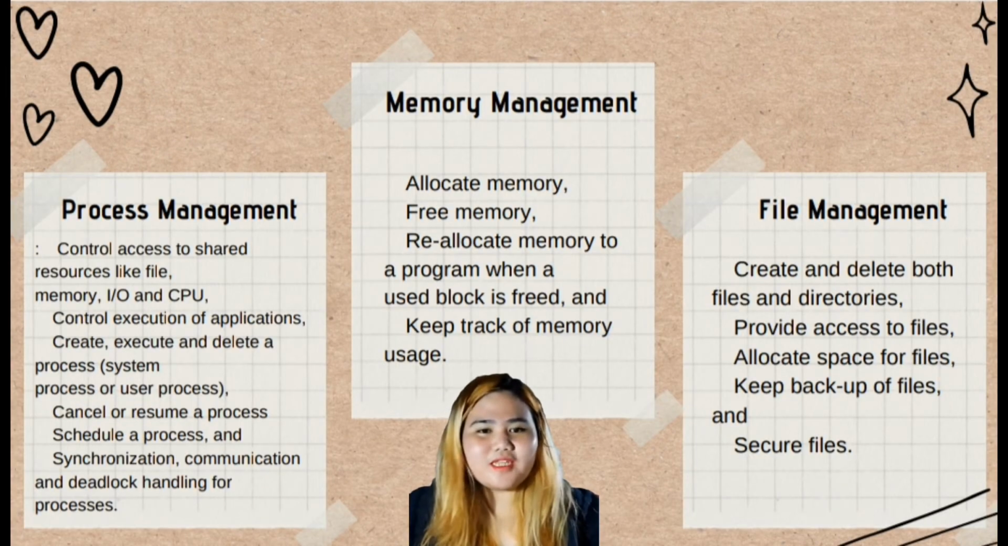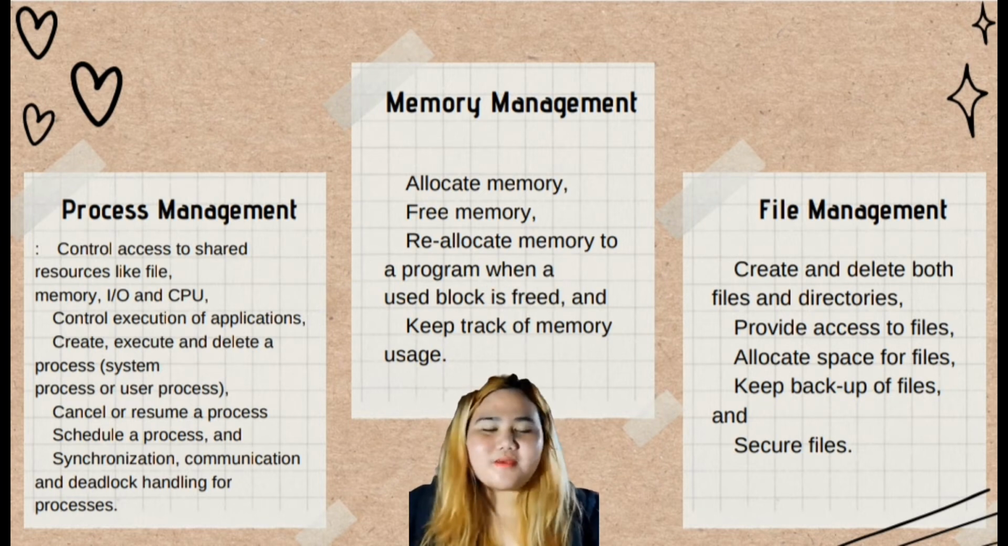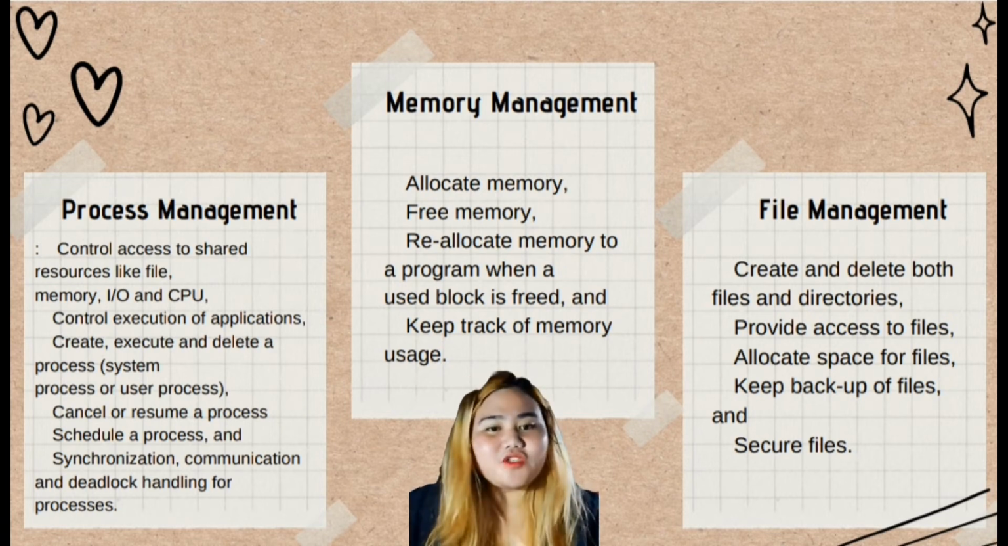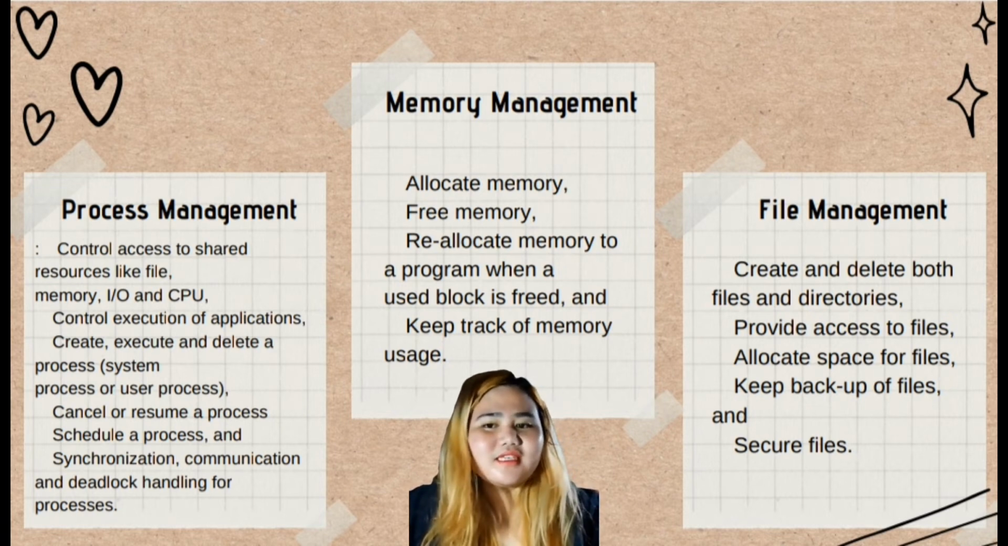The process management activities handled by the OS are: first, controlled access to shared resources like memory, I/O, and CPU. Second is control execution of applications. Third is create, execute, and delete a process. Number 4 is cancel or resume a process. Number 5 is schedule a process. And the last is synchronization, communication, and deadlock handling for processes.